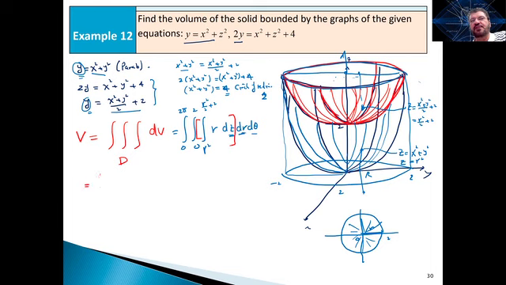So this is equal to the integration from 0 to 2π, integration from 0 to 2. Now the integration of dz is z, and there is r already. So this is rz, from r squared to r squared over 2 plus 2. Then we say dr dθ. Now 0 to 2π, 0 to 2.